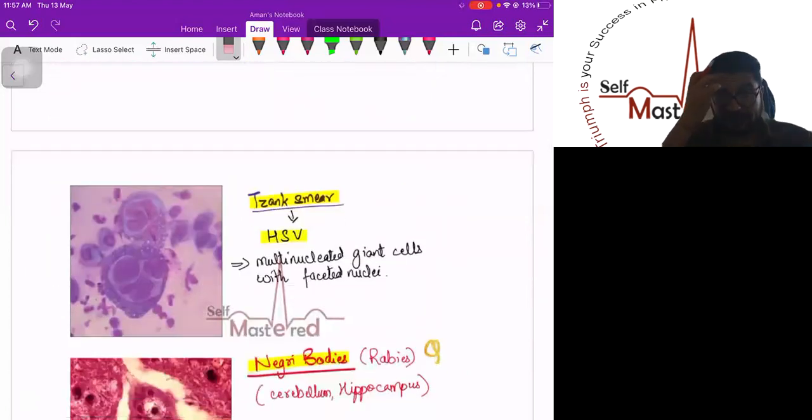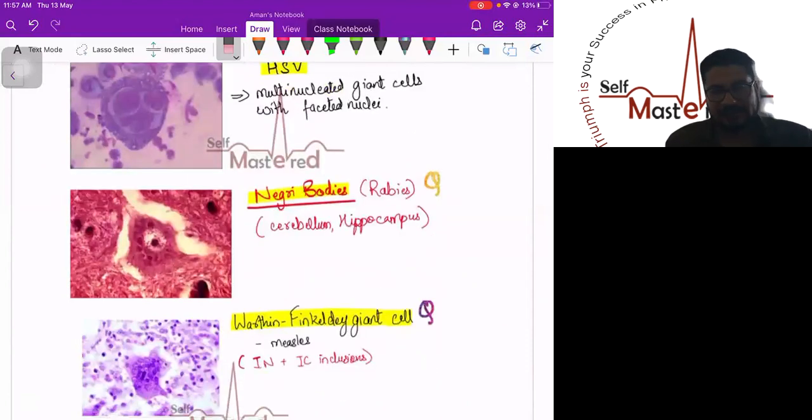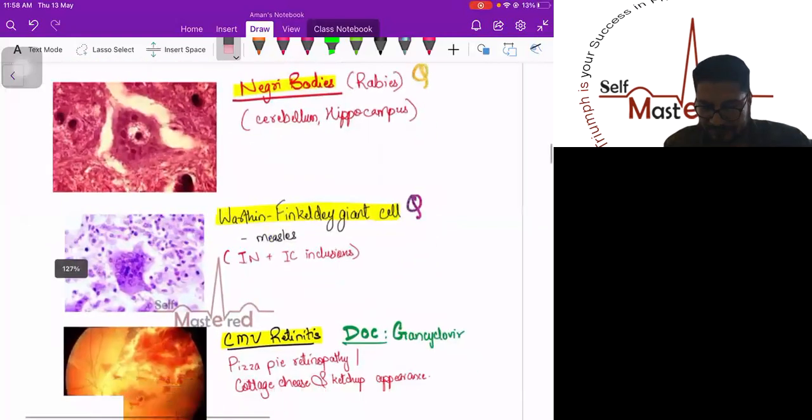Tzanck smear shows multinucleated giant cells with faceted nuclei. You will see this in herpes simplex virus. Negri bodies, a classical question that they ask again and again, you will see in rabies encephalitis. Warthin-Finkeldey giant cells, these are giant cells, you will see in a condition called measles.